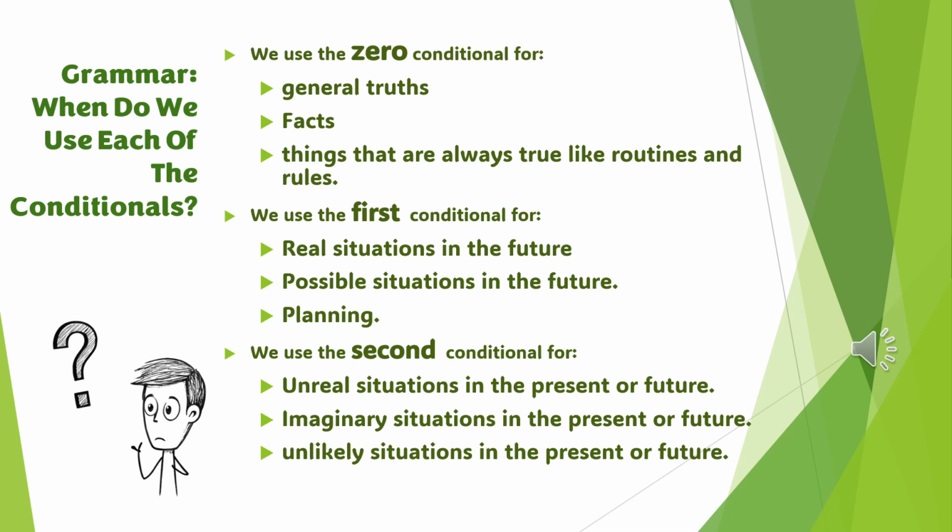Grammar. When do we use each of the conditionals? We use the zero conditional for general truths, facts, things that are always true, like routines and rules. We use the first conditional for real situations in the future, possible situations in the future, or when planning. We use the second conditional for unreal situations in the present or the future, imaginary situations in the present or the future, unlikely situations in the present or the future.